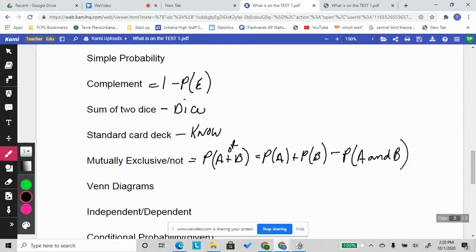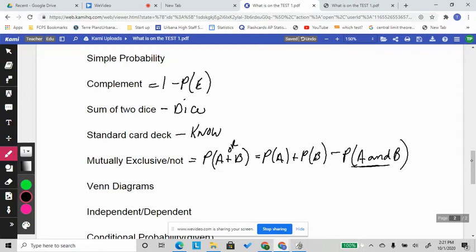All right, and we're going to do a whole bunch of review on our synchronous session on this. So if I said a 4 or even, you have 1 out of 6 for the 4. Even would be 3 out of 6, but you counted that 4 twice. So you've got to subtract that 1 out. That's an example of not mutually exclusive.